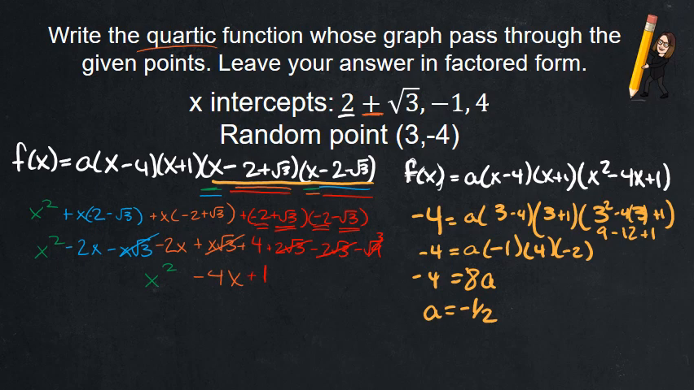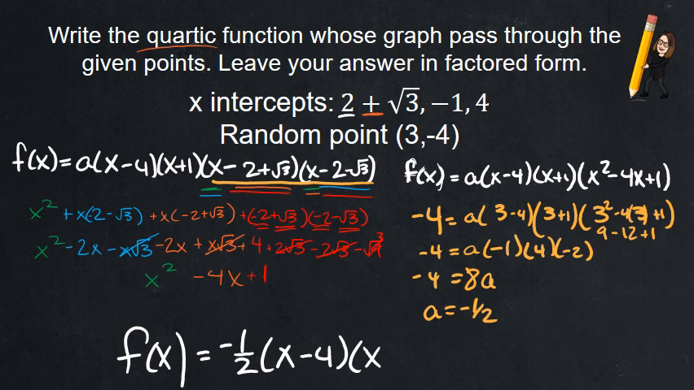Alrighty. So I'm ready to finally write my final factored form function. I have an f of x with an a value of negative 1/2, (x minus 4)(x plus 1), and (x squared minus 4x plus 1). Alrighty, how about that for a problem? I know it's messy, but remember we did one like this on the board, and like magic, poof, everything simplifies down.